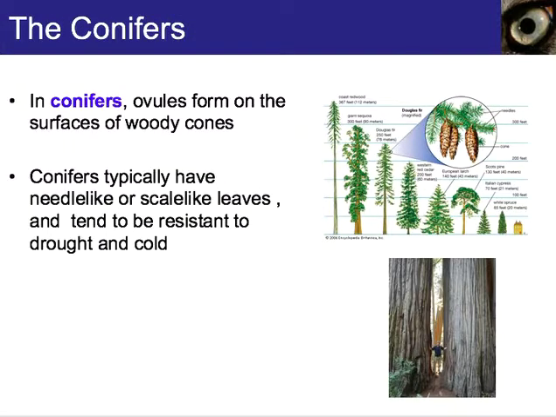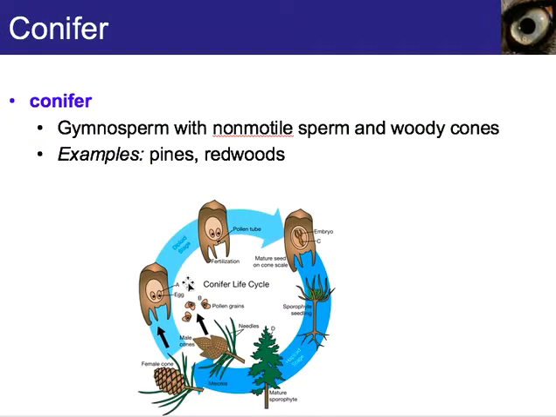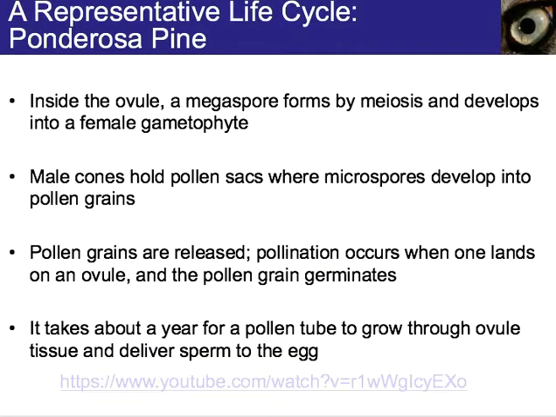In conifers, the ovules form on the surface of the woody cones, and they typically have needle-like or scale-like leaves. I always think of these pine trees. What's cool is they tend to be resistant to drought and cold. If you want to look at the life cycle of a pine tree, instead of reading all these words, you could watch the video.